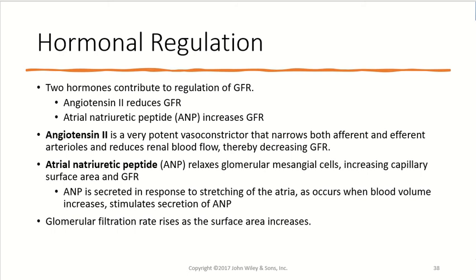So ANP is going to be secreted in response to stretching of the atria, and this is going to occur when blood volume increases, and this therefore stimulates the secretion of ANP. So glomerular filtration rate is going to rise, therefore, as the surface area increases.